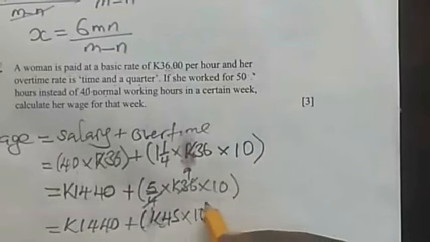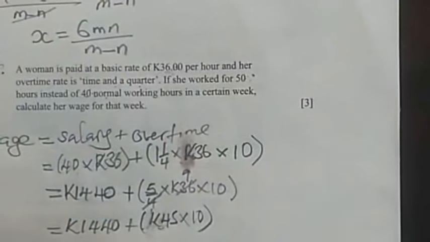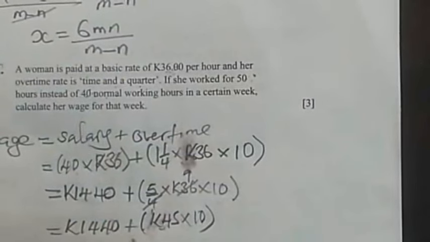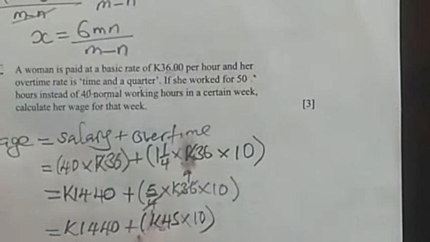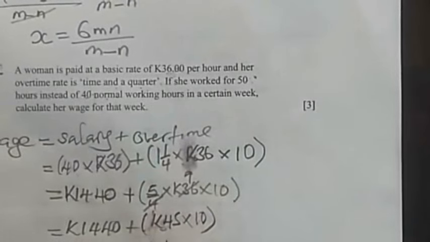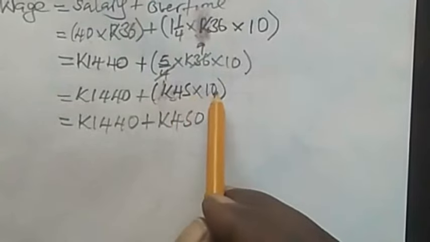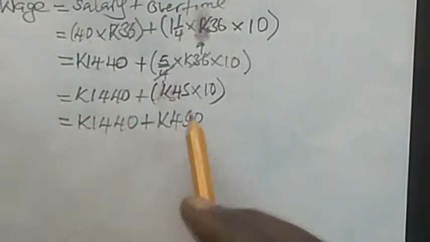Okay, times 10. Then we are going to have 1440. Here I'm just copying the same number, plus 45 times 10, which will give us 450. If you have got questions, or somewhere you're confused, you can ask. So I've multiplied 45 times 10 to give 450, and now we combine that.